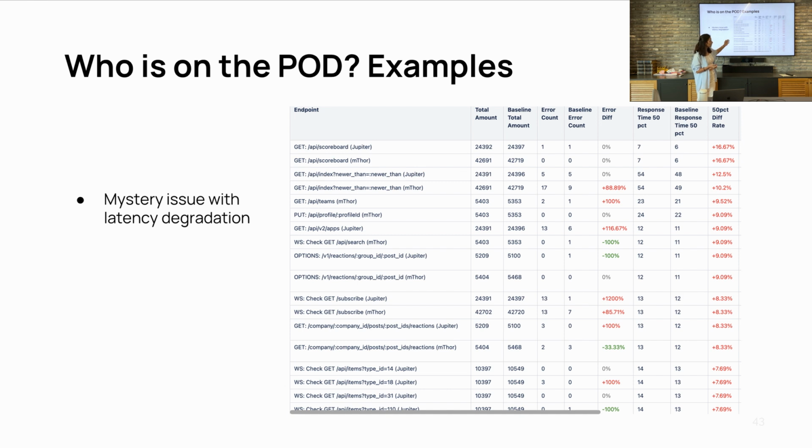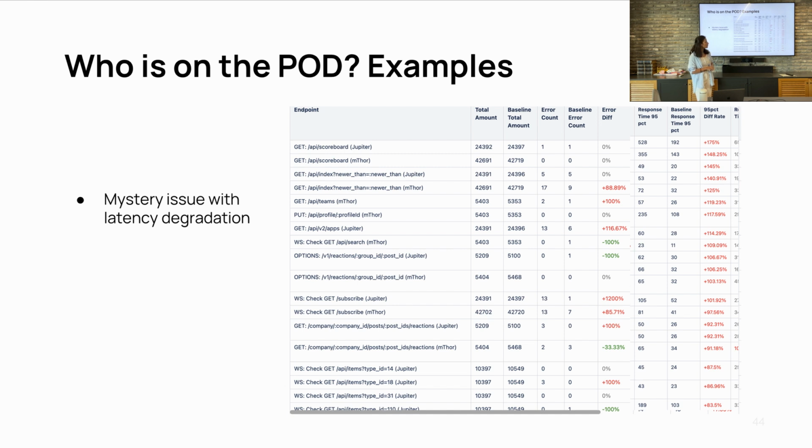For example, this is from the bad report. In the last column we have the 50th percentile. It means that 50% of requests are slowed down by like 10%, or 8%. Okay, you could say that it's not a lot, 1-2 milliseconds is not a lot. But when we look at the 95th percentile, it means that 95% of requests are slower by almost 200%.